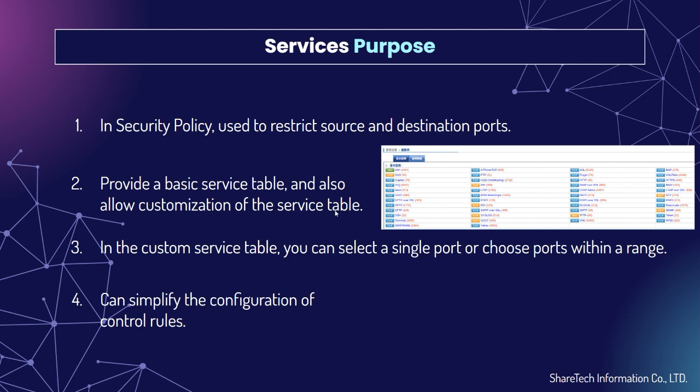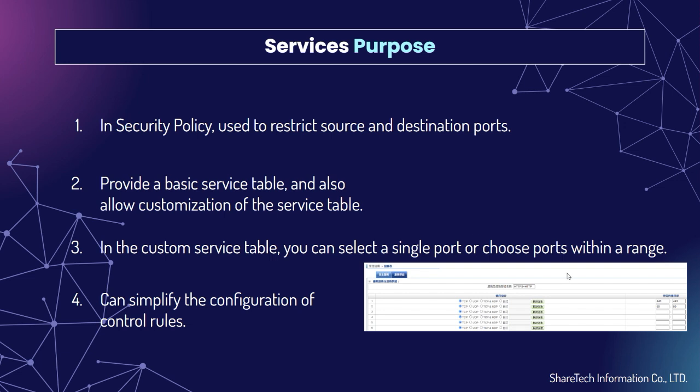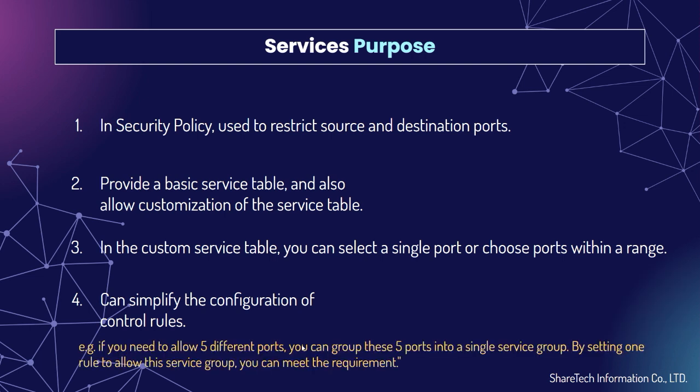The service table can be set for a single port or a range of ports, such as setting from port 10,000 to port 20,000. It can simplify the configuration of control rules. For example, if you want to allow the use of 5 different ports, you can first set these 5 ports as a service group. This way you only need to configure one rule to allow this service group, which will meet your requirements.